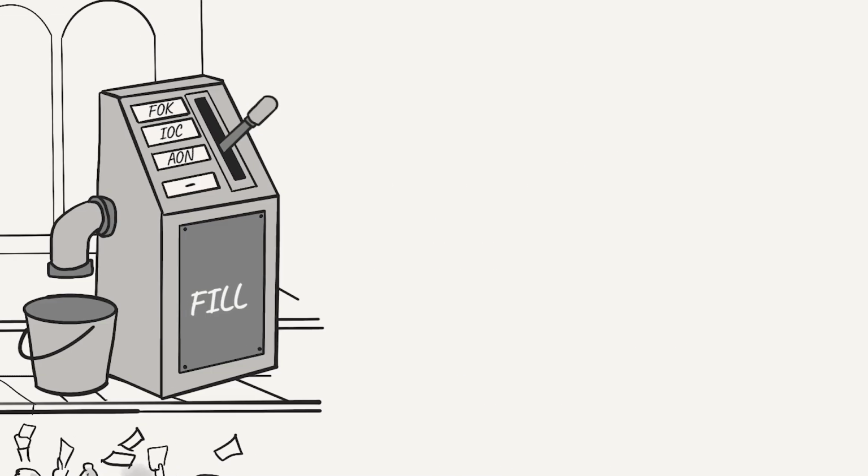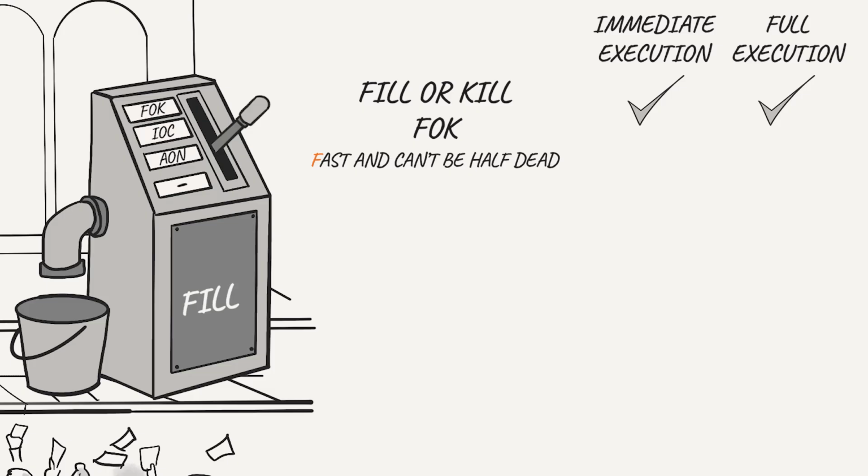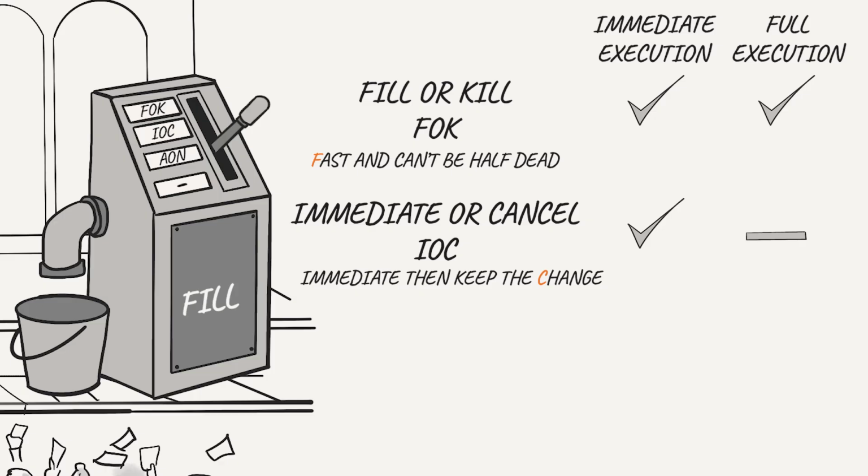So the fill restrictions you need to know for the SIE are fill or kill. I want full execution right now or none at all. This is urgent. You can remember F as fast and kill. You can't be half dead. Immediate or cancel. Immediately give me as much as you can and then cancel the rest. I like to remember the C for cancel as change as in keep the change. So partial fills are okay, but they must be immediate.